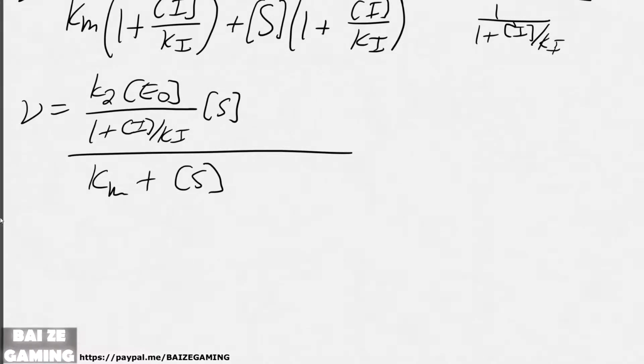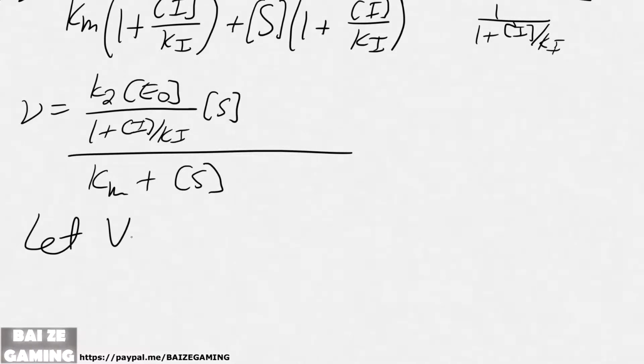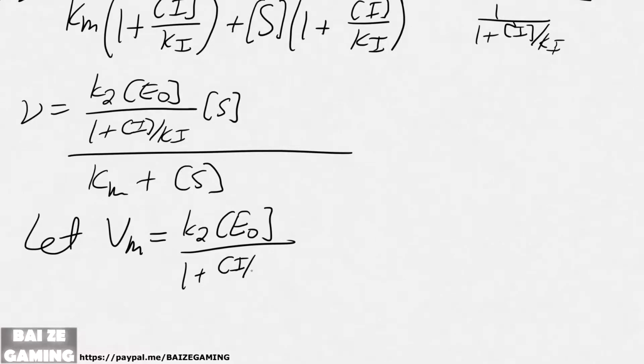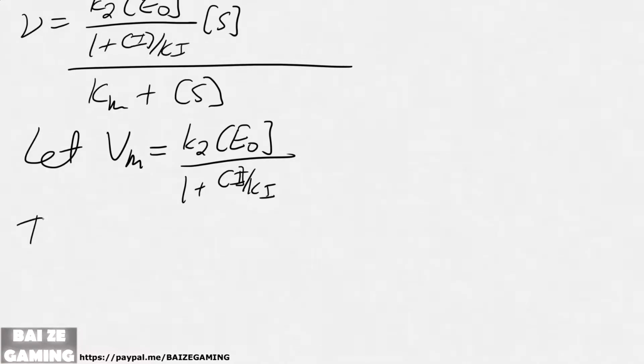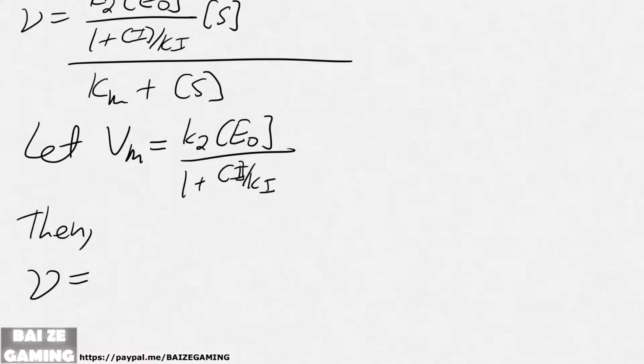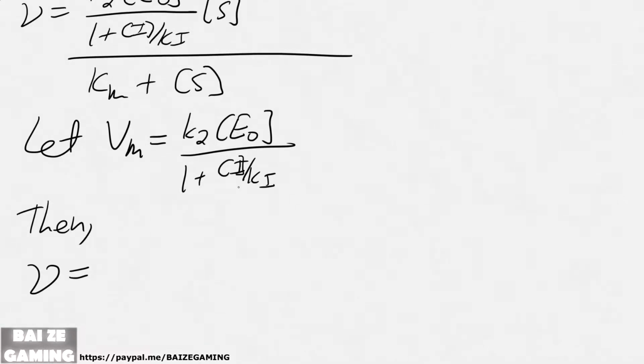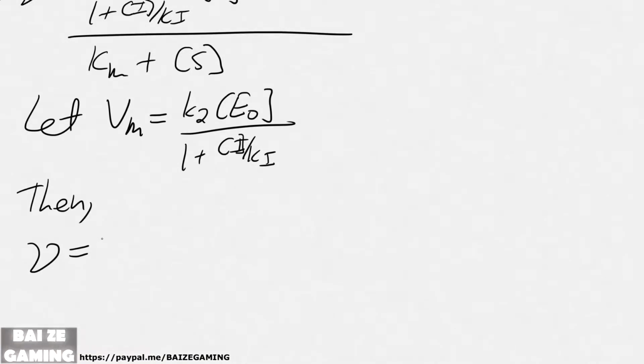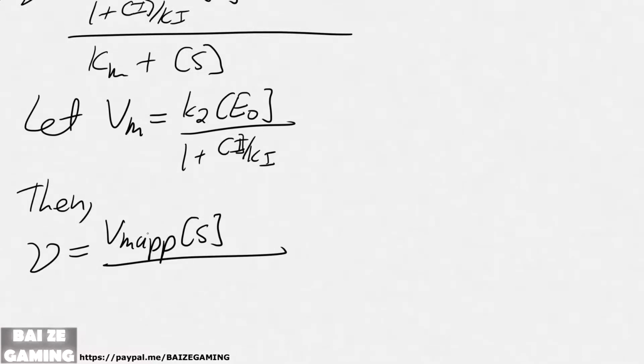Now we can get the Michaelis Menten form by letting the top piece, and again these are just constants, be the maximum velocity. Nice. But since it has that inhibition in it, we'll call it Vm app, which is Vm apparent, just to distinguish it from the cases where there's no inhibition.